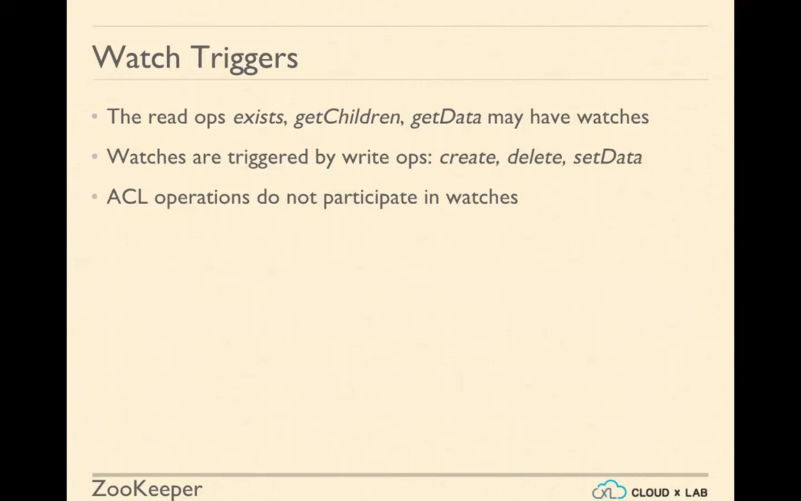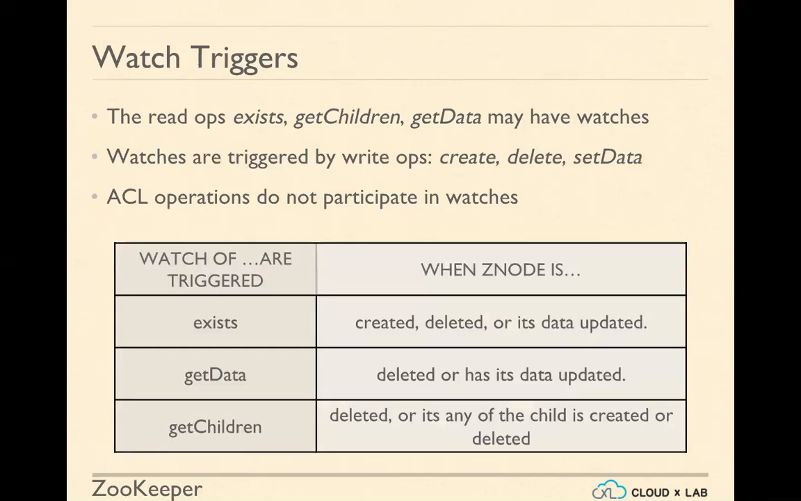An access control list can be a usual login and password, it could be based on single sign-on systems like Kerberos, or it could be based on IP address. You can define the access control list, and the access control operations do not participate in watches, meaning when you change an access control list, it does not cause any triggers of watches.